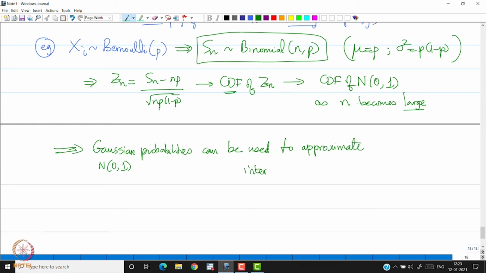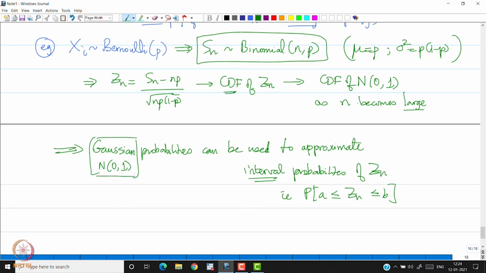Interval probabilities of Zn, i.e. probabilities of the type A less than Zn less than or equal to B, can be approximated using N(0,1) probabilities, which are available in MATLAB or whatever; any computing tool will give you Gaussian probabilities, right?